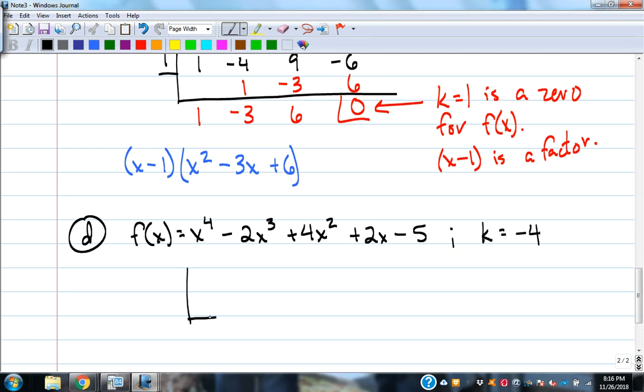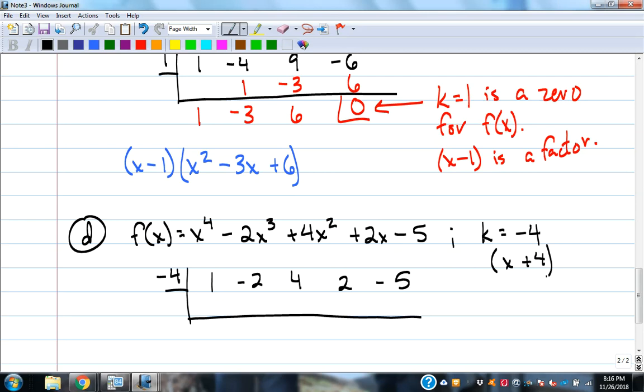Set up your synthetic division: 1, -2, 4, 2, -5. What goes on the shelf? Nope, -4. We're not going to change the sign of it, because we got the value to try. It came from x plus 4, that's where the -4 came from. All right, so we've got that set up.